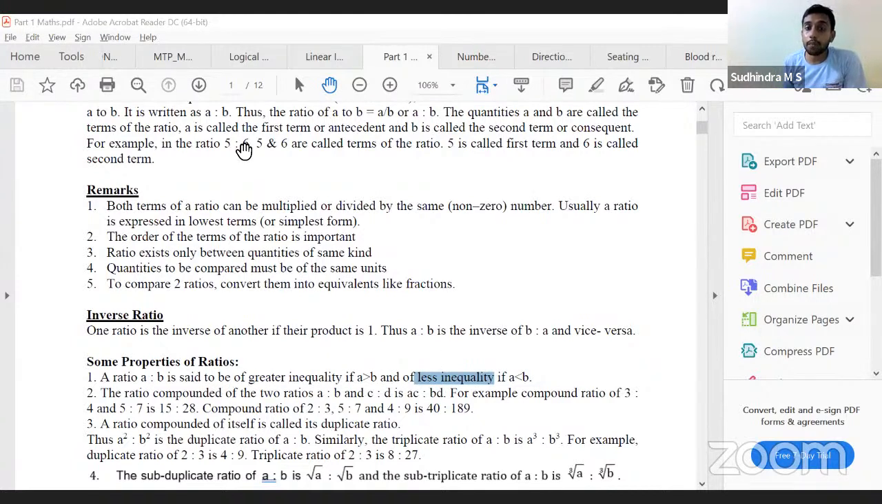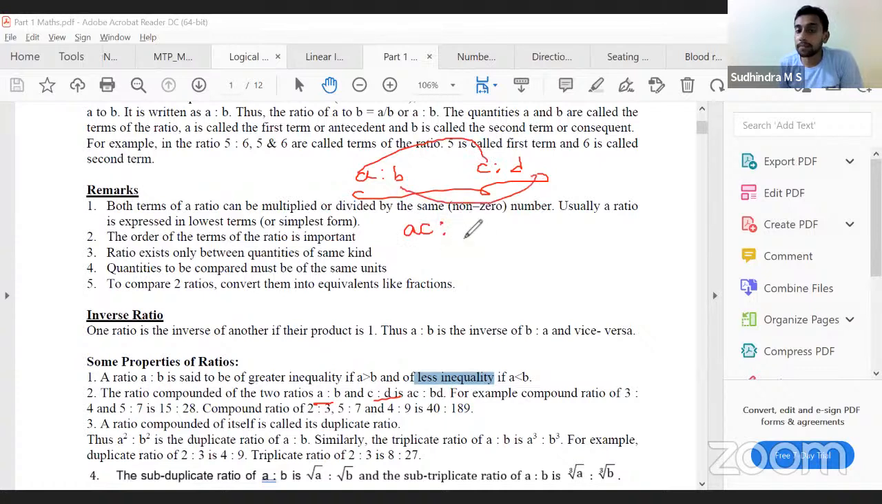The ratio compounded of the two ratios, A is to B, C is to D. So if we have two ratios, A is to B and C is to D, what is the compound ratio? Compounded ratio is: multiply A and C, multiply B and D. So antecedent into antecedent, consequent into consequent, and we'll get the compounded ratio. For example, for 3:4 and 5:7, it is 3 into 5, 15, 4 into 7, 28. That is the compounded ratio.